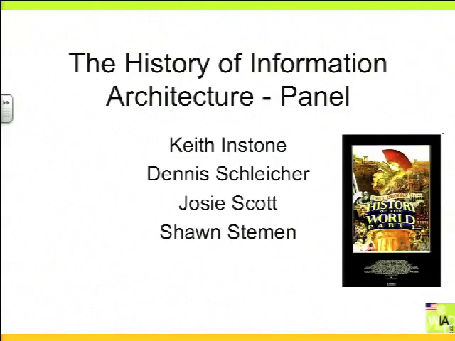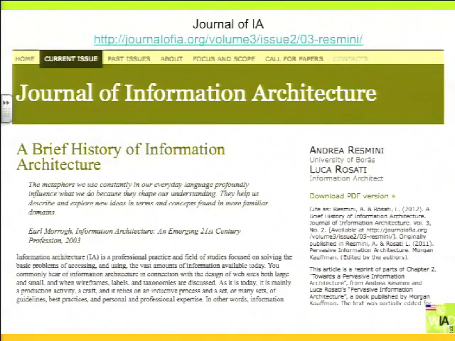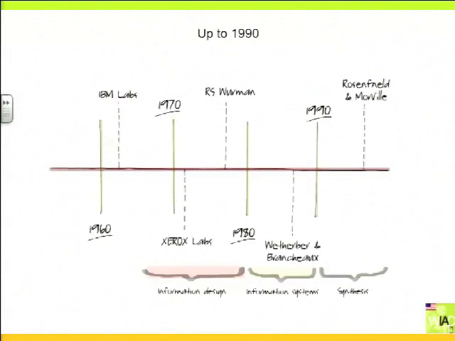Part 1 and part 2. If you haven't read the Journal of Information Architecture, there's actually a very good article in this volume called A Brief History of Information Architecture. You'll want to take a look at that, journalofia.org. Andrea and Luca do a good job of going through some of the history, so it's a good way to set the stage for what we're going to talk about today.